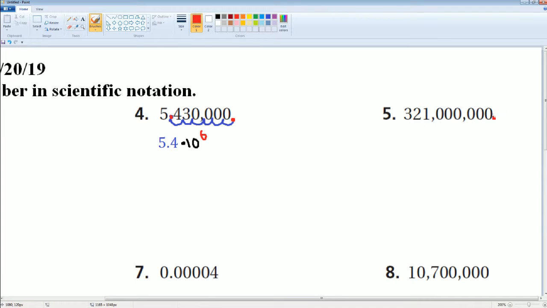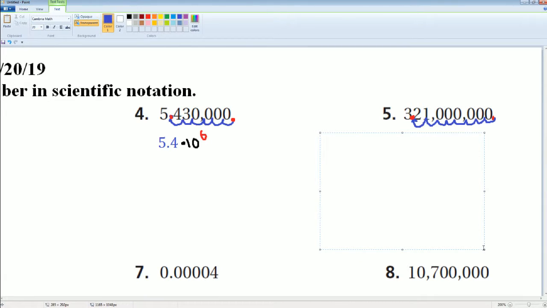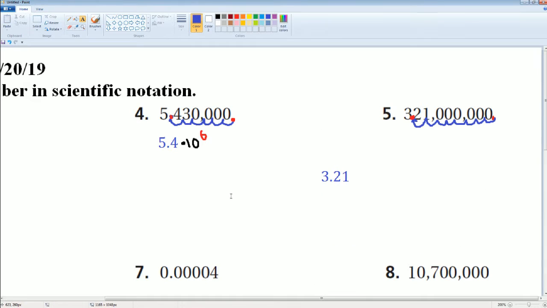Put the decimal here. Let's move it. 1, 2, 3, 4, 5, 6, 7, 8. Perfect. Perfect there. So it should be 3.21. That is the number.